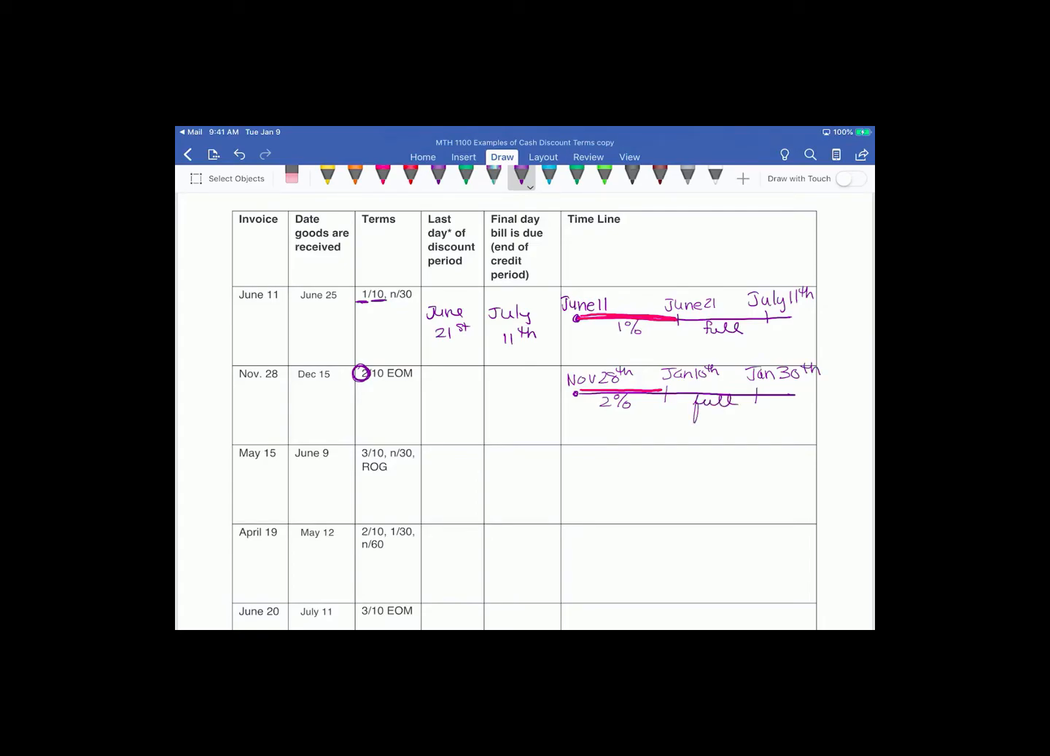So the end of my discount period would be January 10th. The end of my credit period, which I would have to pay in full by, is January 30th.